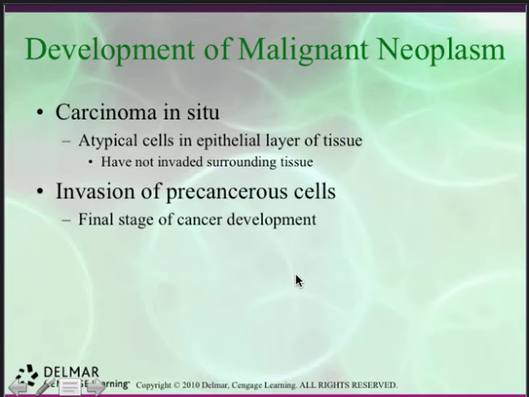Let's look at the development of malignant neoplasms. Carcinoma in situ, meaning within the confines of the living tissue that you find it, are generally atypical cells in the epithelial layer of the tissue. They have yet to invade the surrounding tissue, so they're not metastatic yet. What can follow is invasion of precancerous cells, which is the final stage in cancer development. And the idea here is that these unusual cells, these mutated cells, can introduce themselves into healthy tissue and begin to grow.